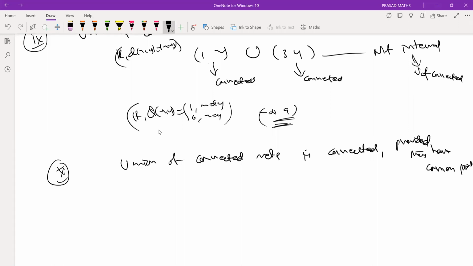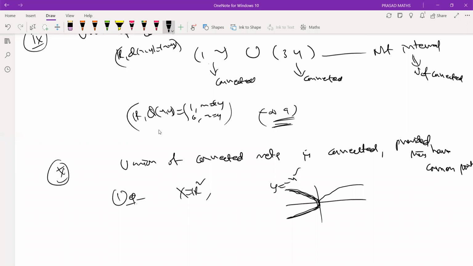Suppose in R2, you can take this parabola y equals minus x square. This is connected. It's a single piece. I'll tell you later why it is connected. This also is connected: y equals x square. And they have a common point, 0. Therefore, the union is connected. So what is E?